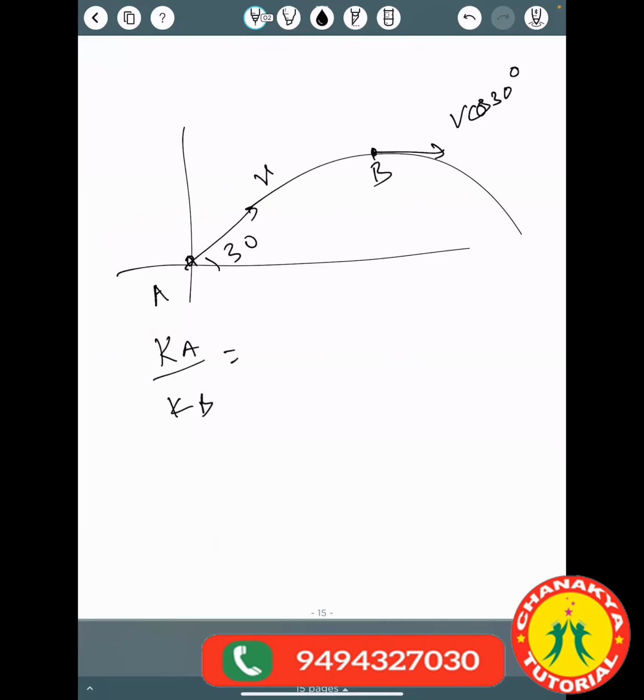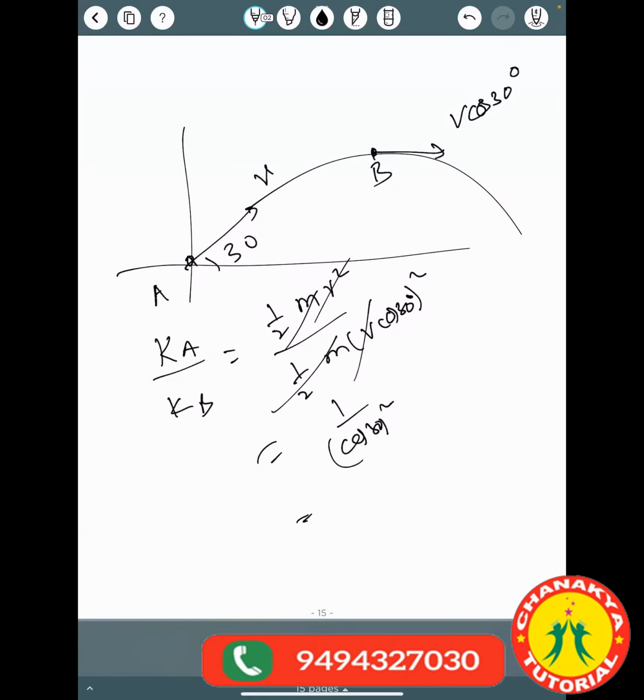So at A, what will be the kinetic energy? Half m v square. At B, what will it be? Half m into v cos 30 degree whole square. Half m v square gets cancelled out. 1 by cos 30 whole square. Cos 30 is how much, guys? Root 3 by 2. So it will be 4 by 3. Okay, 4:3.